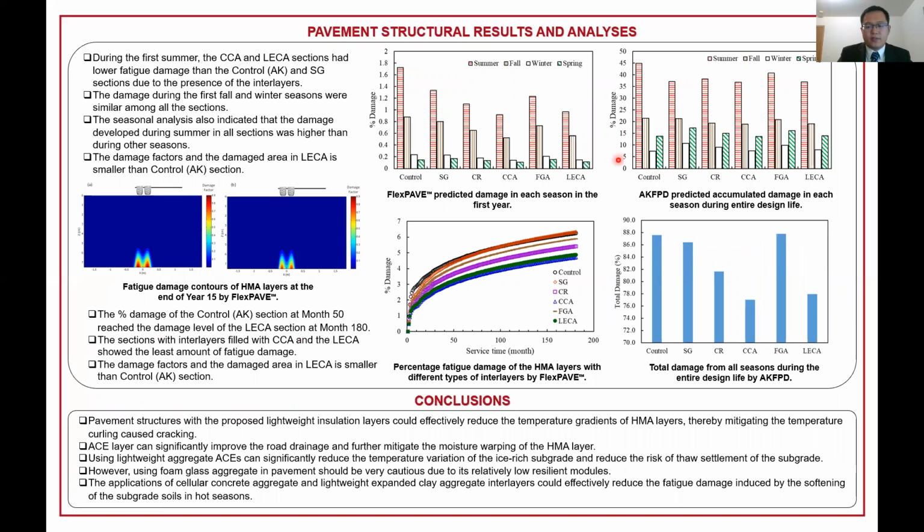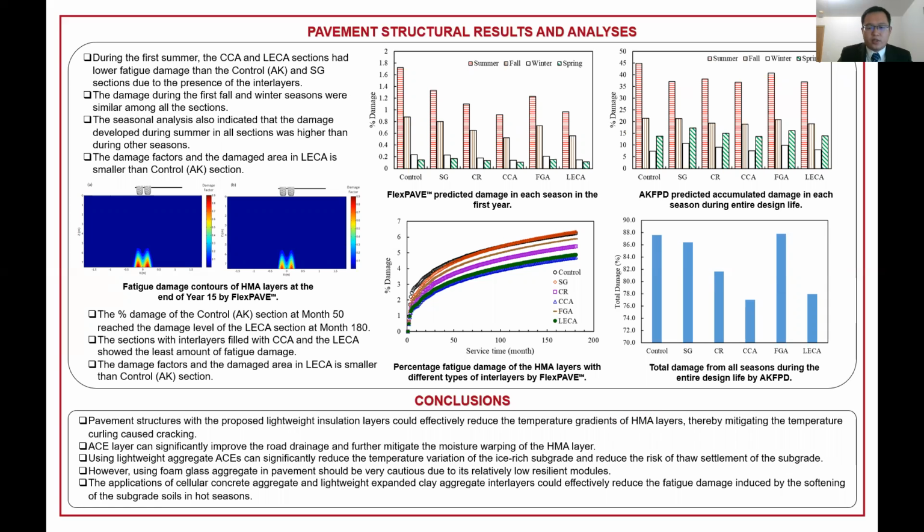The pavement performance analysis indicated that the damage developed during summer, in all sections, was higher than during other seasons. The sections with interlayers filled with cellular concrete and lightweight expanded clay aggregate show the least amount of fatigue damage. Based on the results and discussion, we can get the following findings.